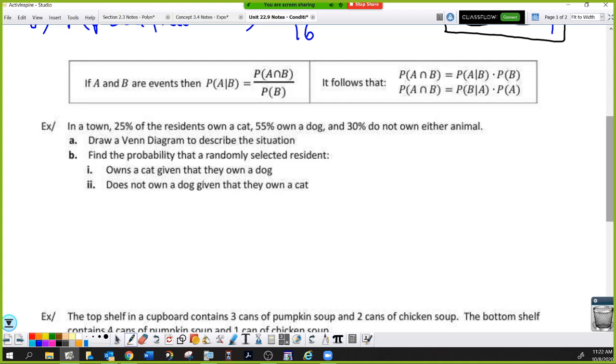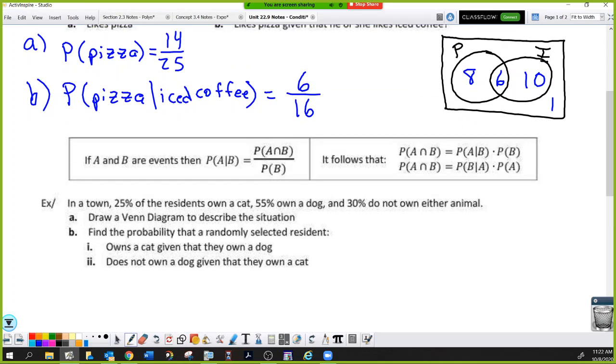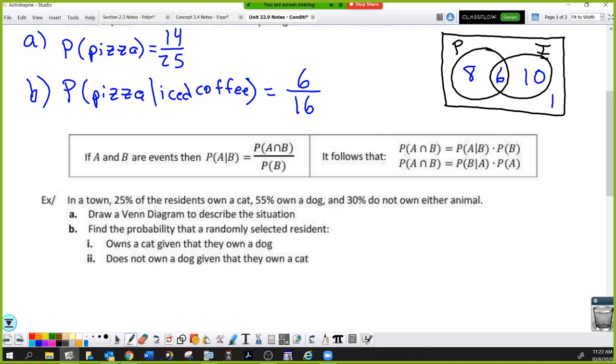Look up at the Venn diagram. Let's look up at this Venn diagram and use the formula. The probability of A intersect B. Well, where does A intersect B? For us, that's where pizza intersects coffee. Oh, it's 6, divided by the probability of iced coffee. Oh, there's 16 in iced coffee. See, the formula is obvious that it works if you just use a Venn diagram.